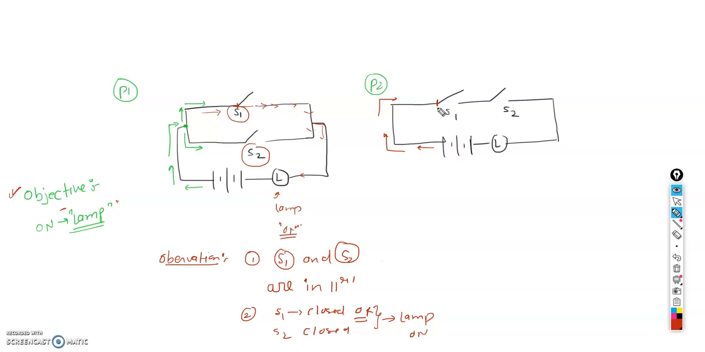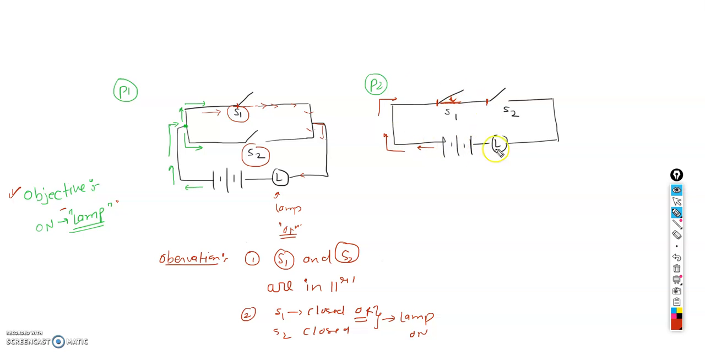Because we want to switch on the light, we have to close this switch. Suppose I am able to close this switch, again my current is going to be stopped here, because the current will not pass after this. And if it does not pass, then definitely we cannot switch on our lamp.